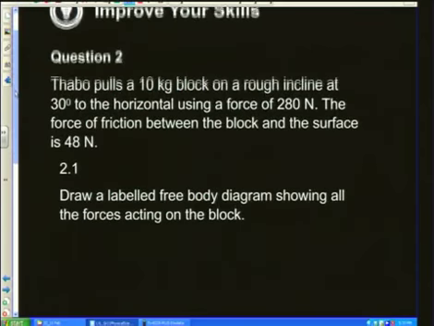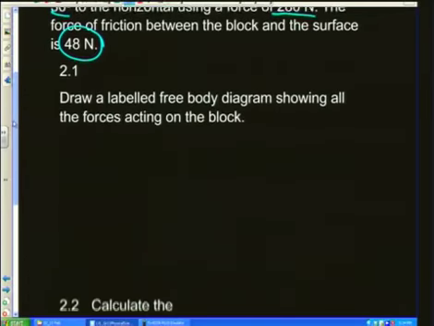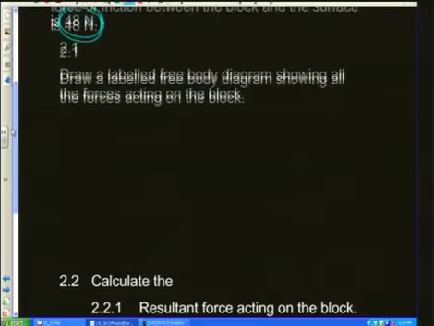Now quickly, let's come to question 2. Turbo pulls a 10 kilogram block on a rough incline at 30 degrees to the horizontal using a force of 280 newtons. The force of friction between the block and the surface is 48 newtons. So we don't have to forget the force of friction there. It's 48 newtons. Draw a labeled free body diagram showing all the forces acting there.